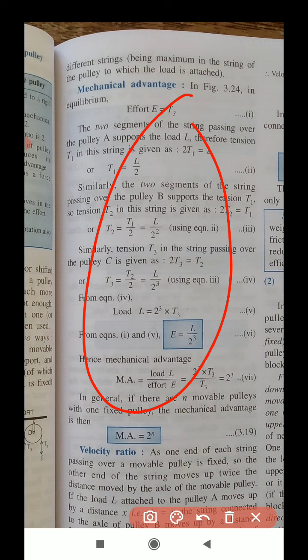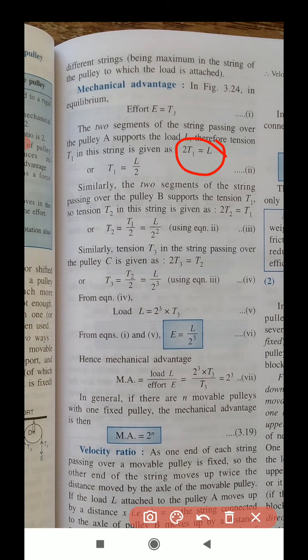Okay, in the book you can see first 2T1 is equal to L, then T1 is equal to 2T2, and T2 is equal to 2T3. So it will convert: T3 is equal to L by 2 cube, this value will come. Means you have to calculate the value of T3, effort is equal to T3.